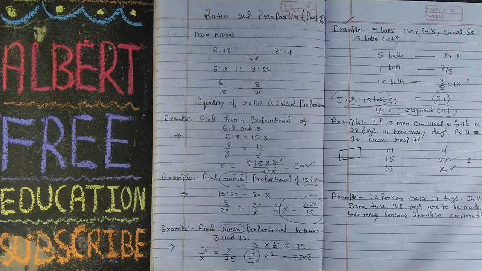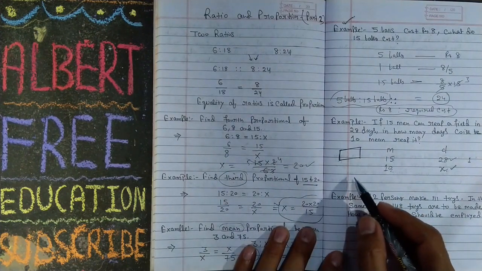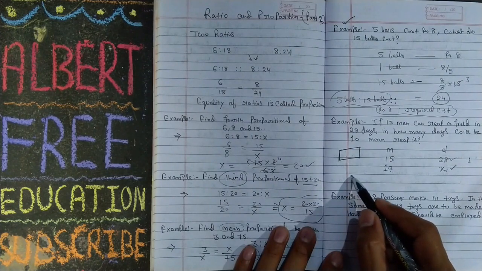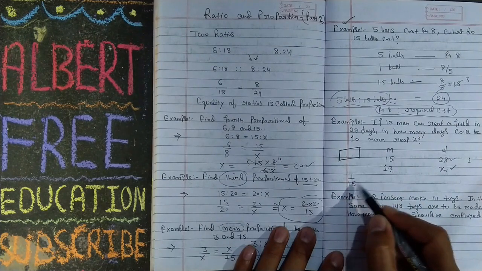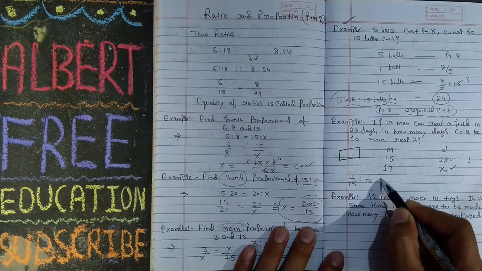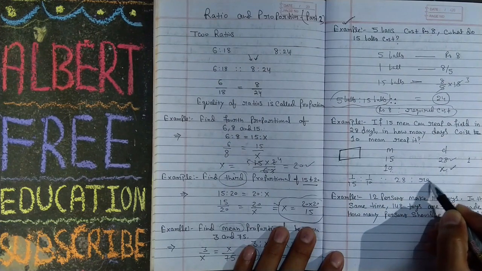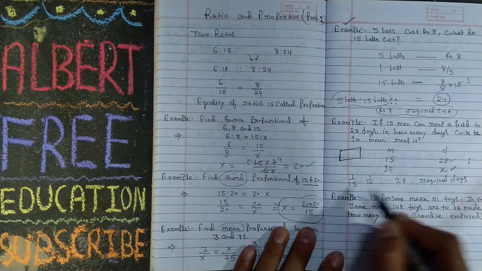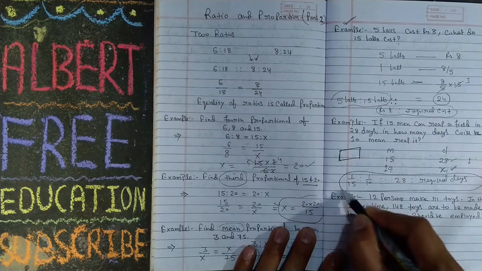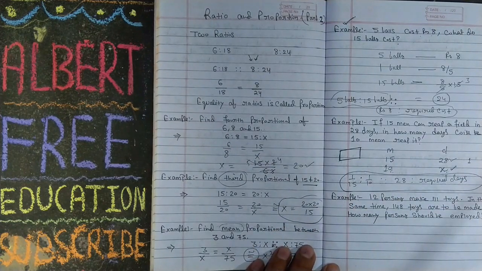Okay, so how to write it? Write it in this manner: 1 man is equal to 1 upon 15. So this is 28 days, 1 upon 15 ratio, 1 upon 10 proportional, 28 days and the ratio of required days. This is the method, the high school method. Now I will give you a trick.